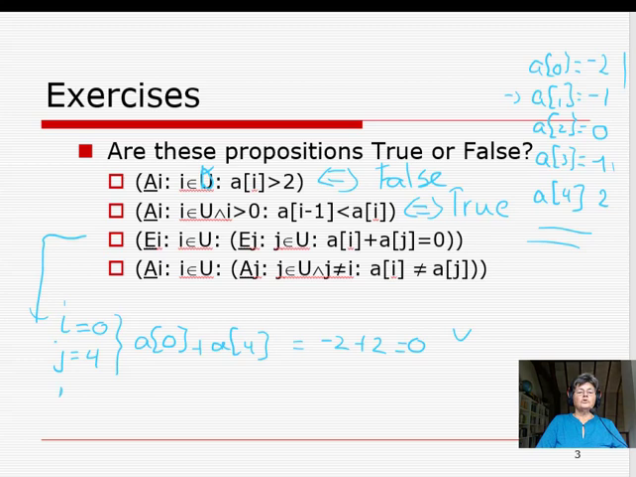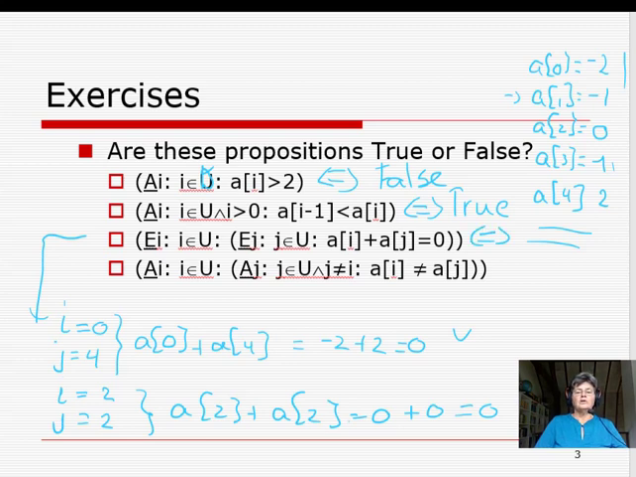But we could also have the combination i is 2 and j is 2. And so then we have A2 plus A2 being 0 plus 0 equals 0. Again, we found one. But we only need to find one, so this is true.